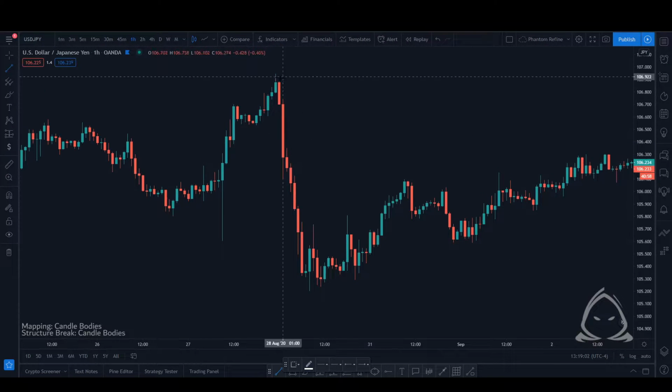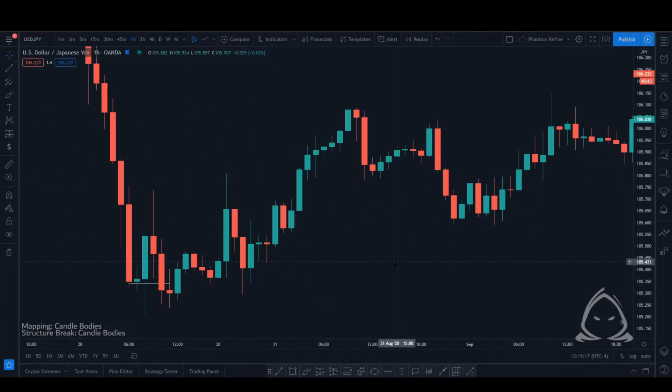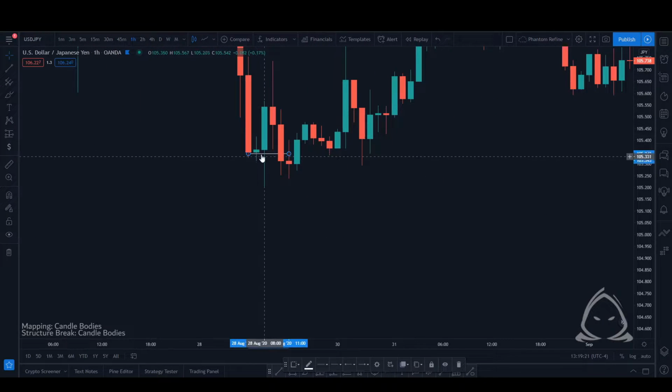So we can see that price has dropped down, has put in a low, and has pulled back up, creating a lower high, this high and this high. This high is lower than this high. Now we can see that price wicks down on this candle, comes back up, and then we actually break and close, and the next candle also closes underneath this low.